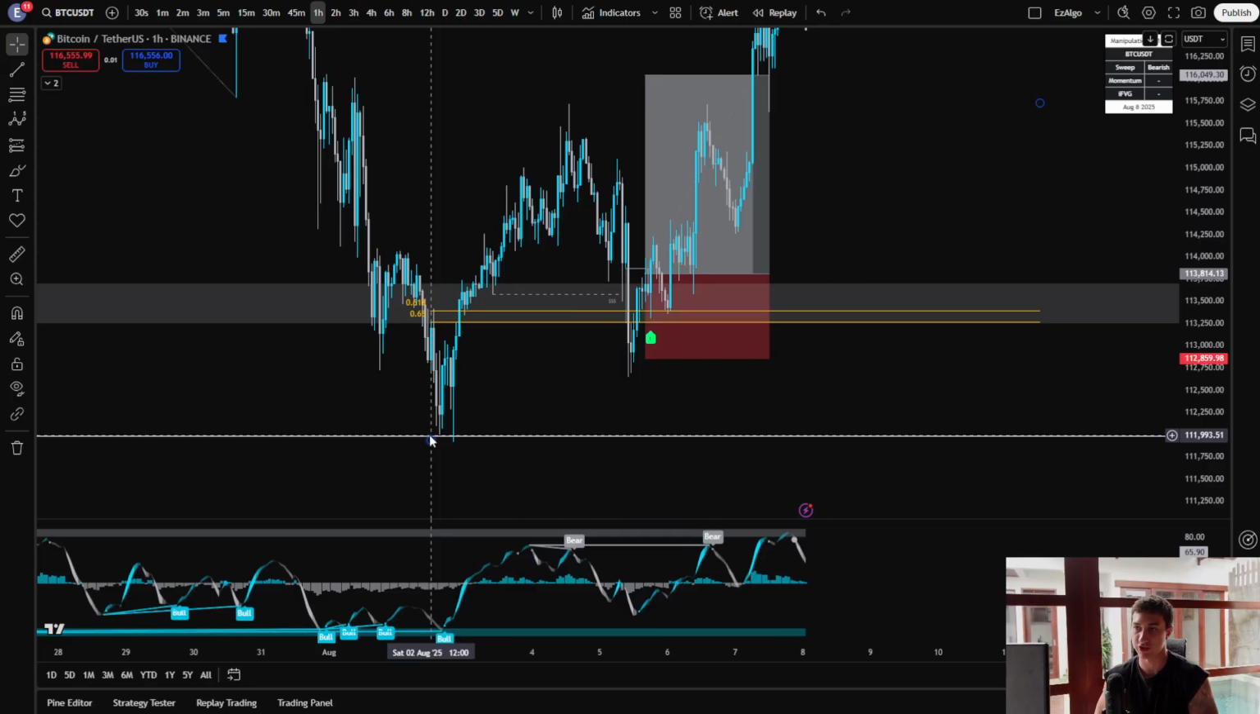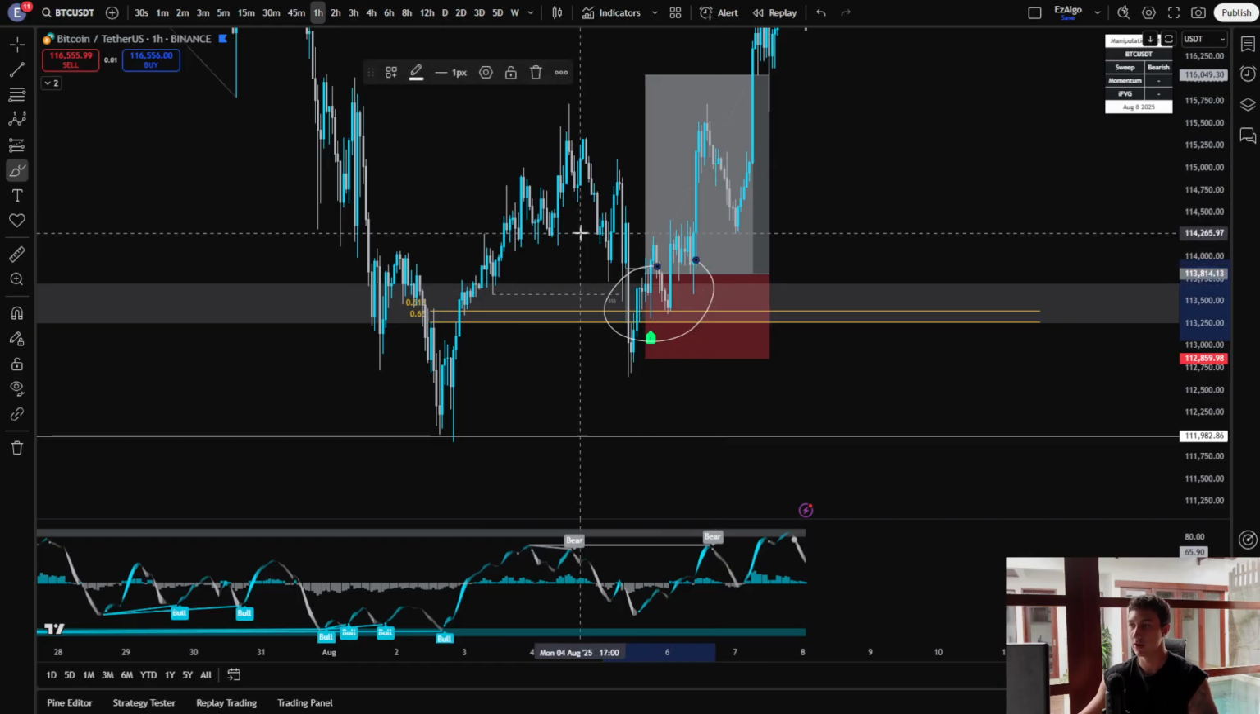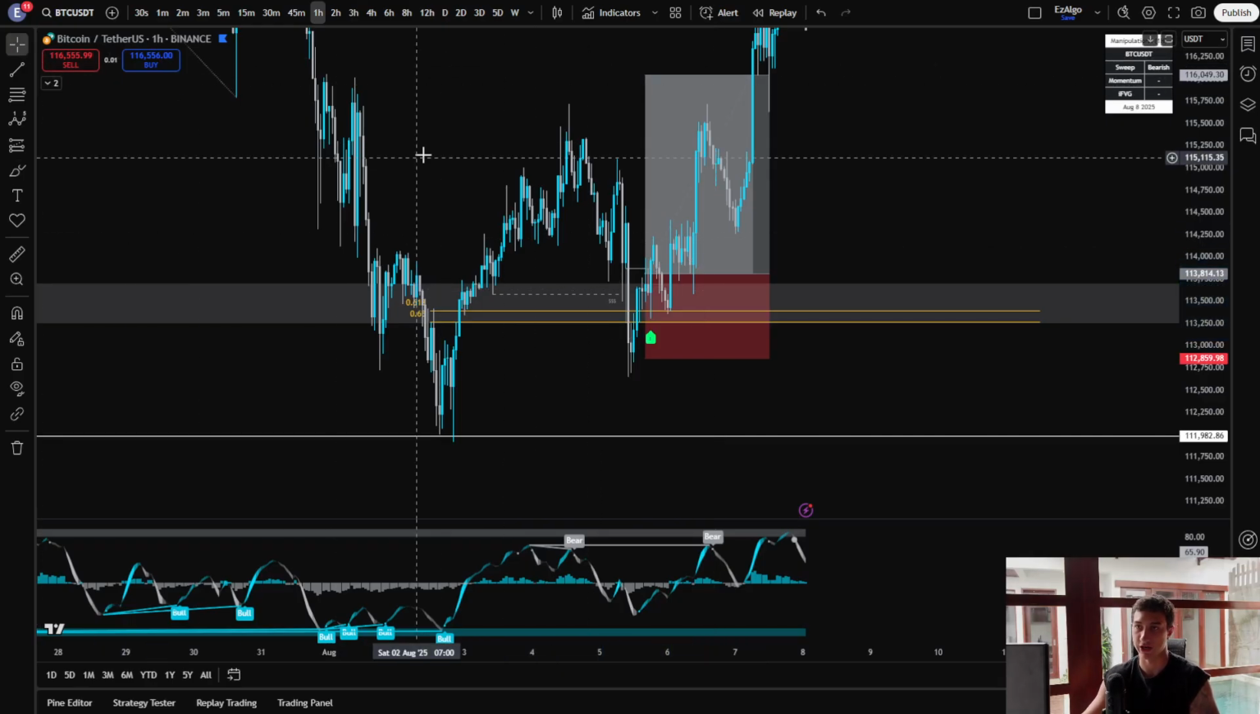Also talk about this on this channel as well. So perfect entry there. But for the most amount of confirmation, you want to wait for that 1-2 setup to follow, which is where we got our entry here on Bitcoin.